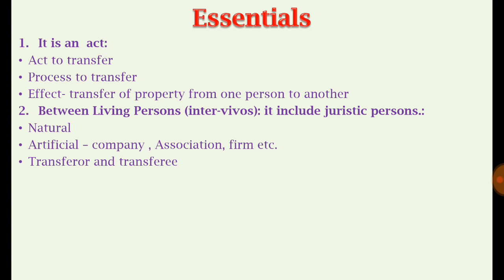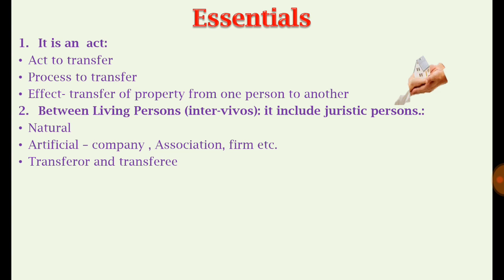Inter-vivos is very important. That person may be a natural person, like a man, a woman, whosoever, and it includes artificial persons also, like a company or association. Such persons are called a transferor and a transferee. The person who wants to transfer the property is called a transferor, and the person who wants to purchase or get the property through that process is called a transferee. Both must be competent to enter into such a transaction.